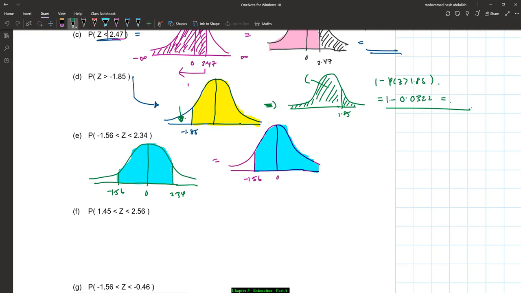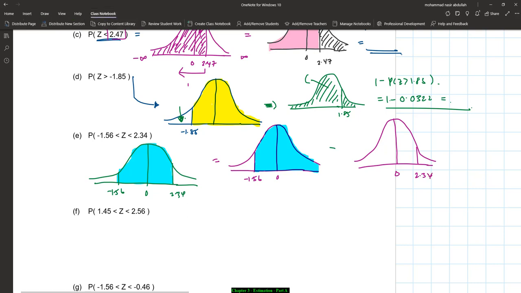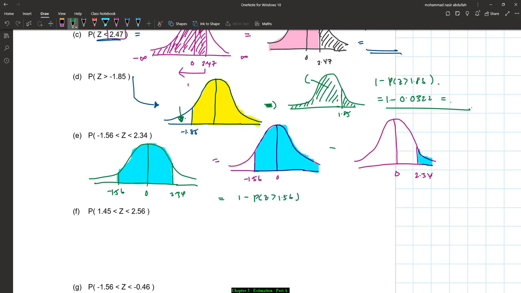So we take the whole area dekat sini, we minus with the area on the right hand side. So this is 0. This is 2.34. Sama kan? So, to get this area, we take this whole area, we minus with this area. So, we will get this area. Now we can see clearly, sama saja concept dia. So, this one should be 1 minus probability of Z more than 1.56 minus probability of Z more than 2.34. Very simple, right?